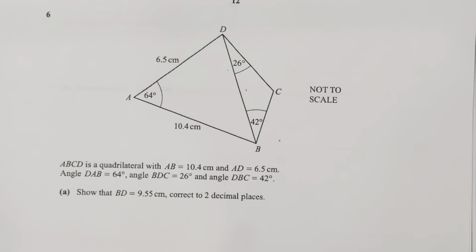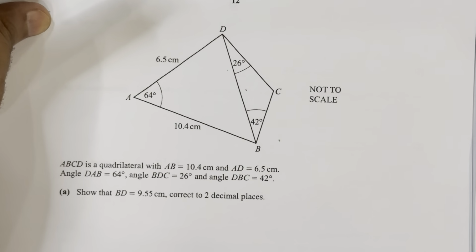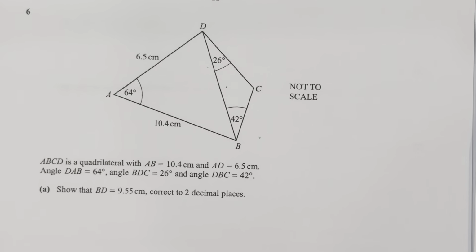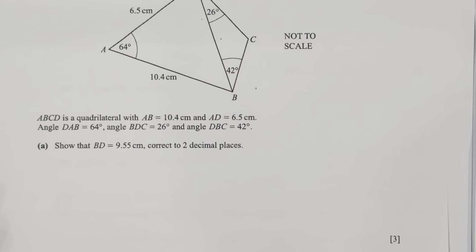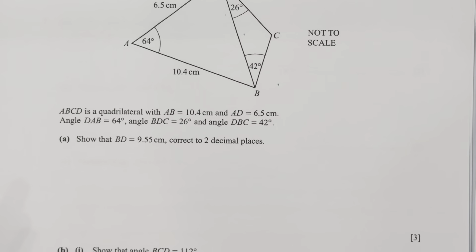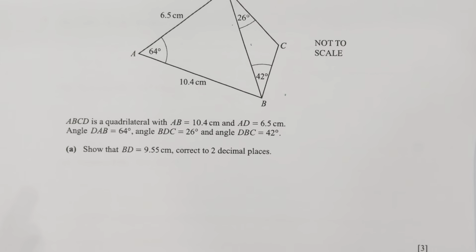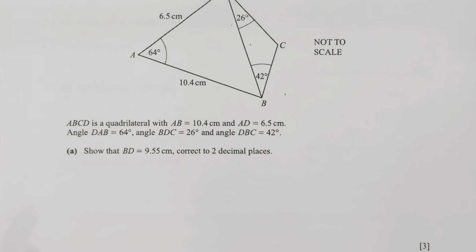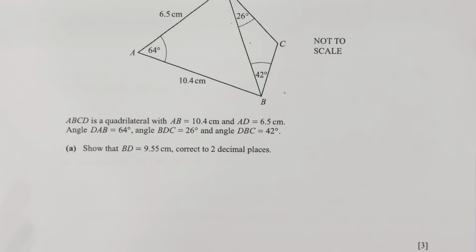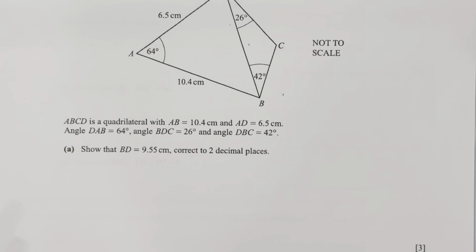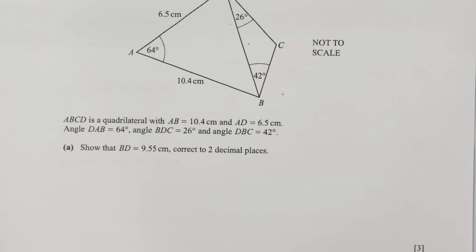Moving to question number 6. Question number 6 is from the topic of triangles. ABCD is a quadrilateral with AB equal to 10.4 centimeter and AD equal to 6.5 centimeter. Angle DAB is 64 degree. Angle BDC is 26 degree and angle DBC is equal to 42 degree. Show that BD is equal to 9.55 centimeter, correct to 2 decimal places.